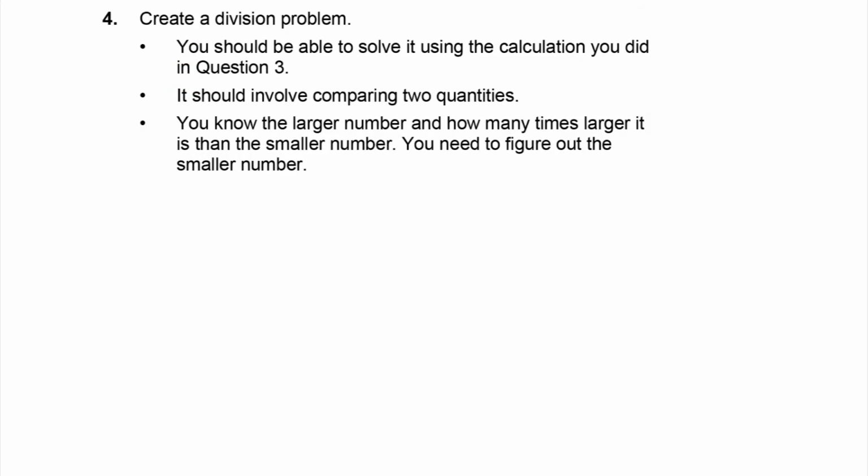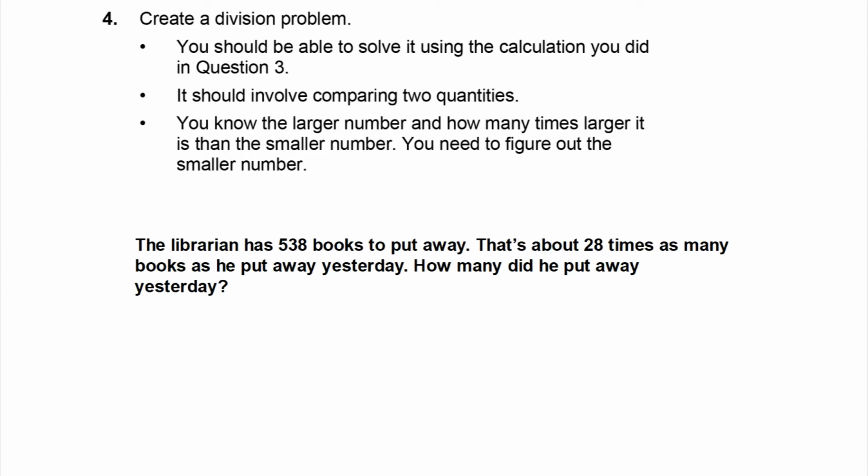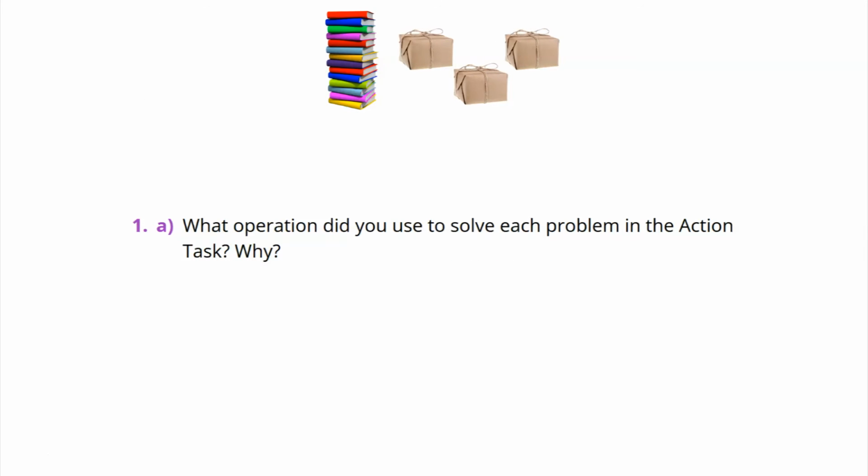Create a division problem. You should be able to solve it using the calculation you did in question 3. It should involve comparing two quantities. You know the larger number and how many times larger it is than the smaller number. You need to figure out the smaller number. So an example might be, the librarian has 538 books to put away. That's about 28 times as many books as he put away yesterday. How many did he put away yesterday? What operation did you use to solve each problem in the action task, and why?